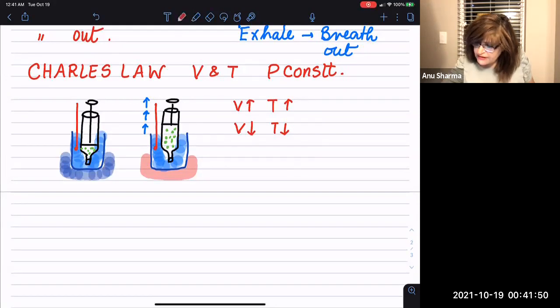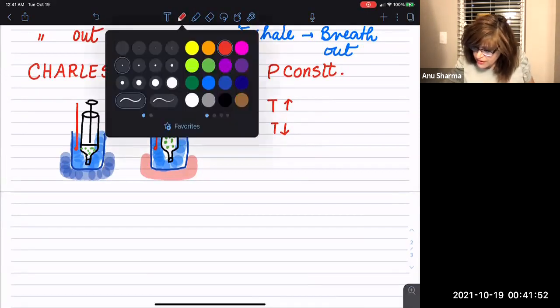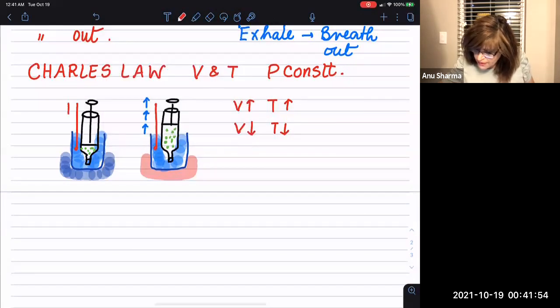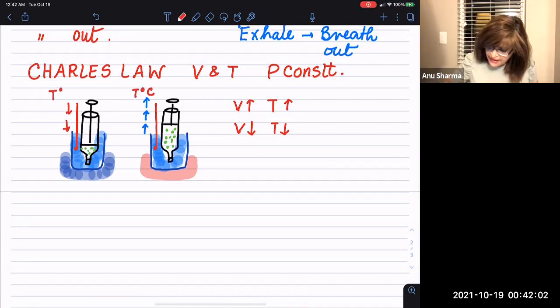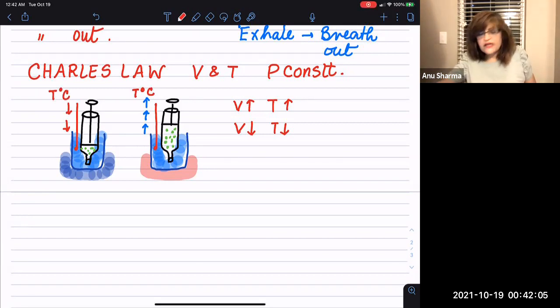So this situation is when the temperature is low, when the temperature is coming down, the volume is reduced. When the temperature goes up, so this is the T in degrees Celsius for the thermometer, and the thermometer is kept to measure the temperature of the gas. So when the temperature goes down, the volume goes down. When the temperature goes up, the volume goes up. So there is a direct relationship.